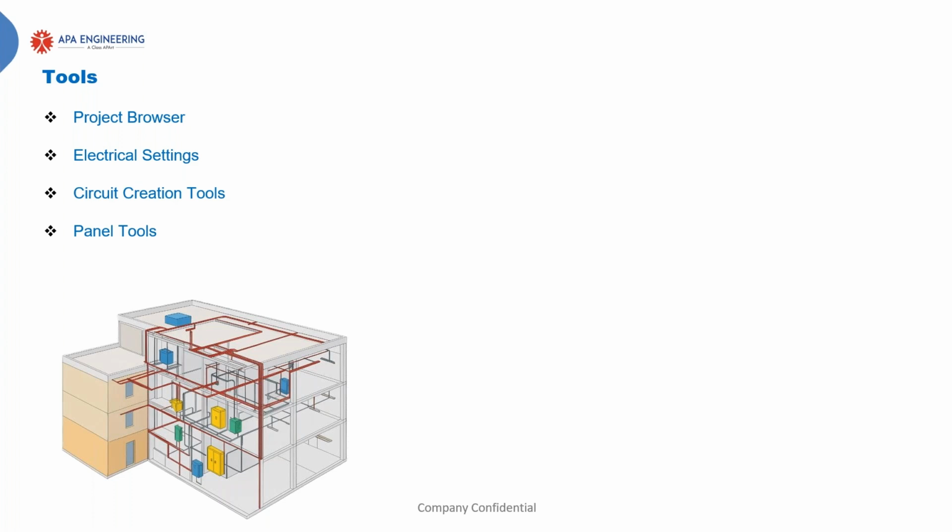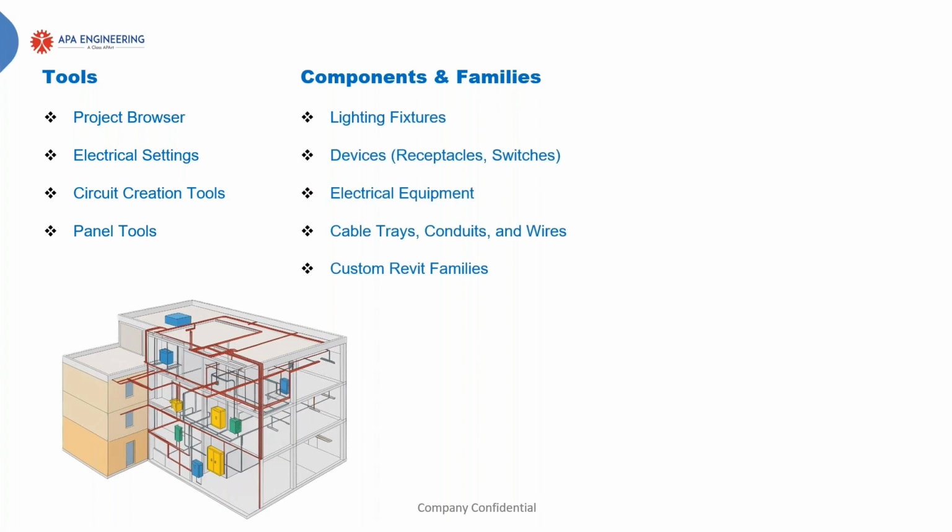And moving on to some major components or families in Revit. These are some of the electrical components, like lighting fixtures, receptacles or switches, then electrical equipment like a transformer, a UPS or a generator, and cable trays, conduits. And also we can prepare our own custom Revit families.